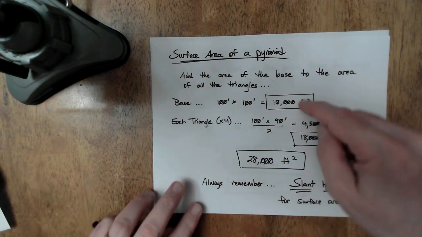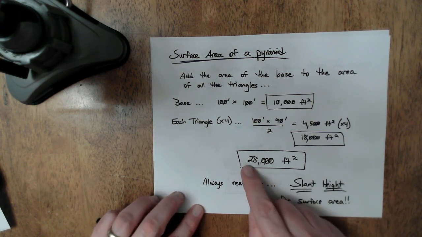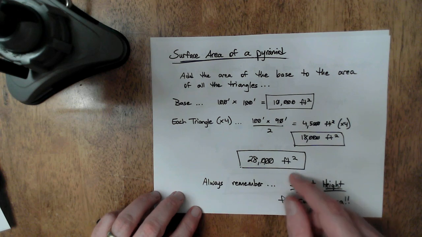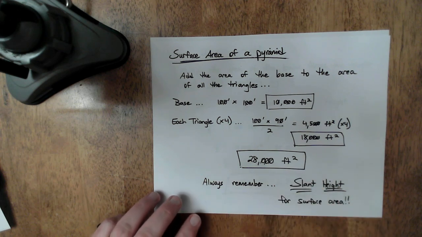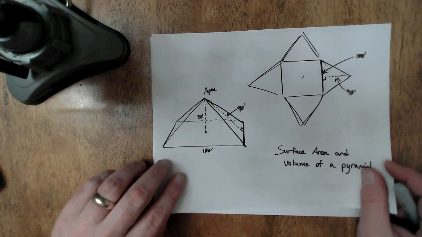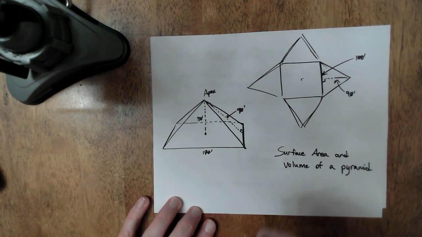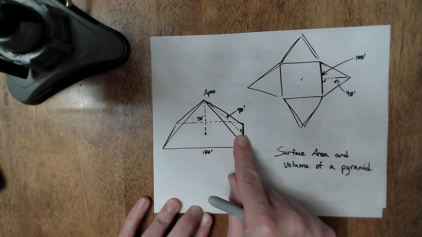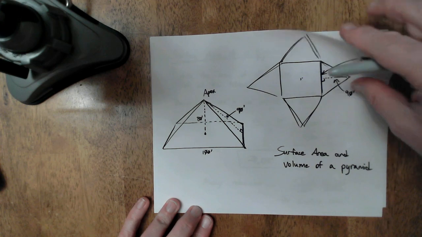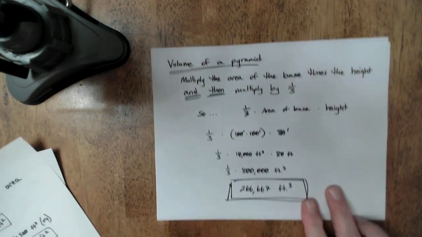Now I take this 10,000 plus 18,000, and I get 28,000 feet squared. That would be a lot of wrapping paper to wrap a pyramid of that size. But always remember, there's a distance. I'm getting ready to show you why we need the height of the pyramid too, but for surface area, you need the slant height. Now, let's move on to the volume of a pyramid.